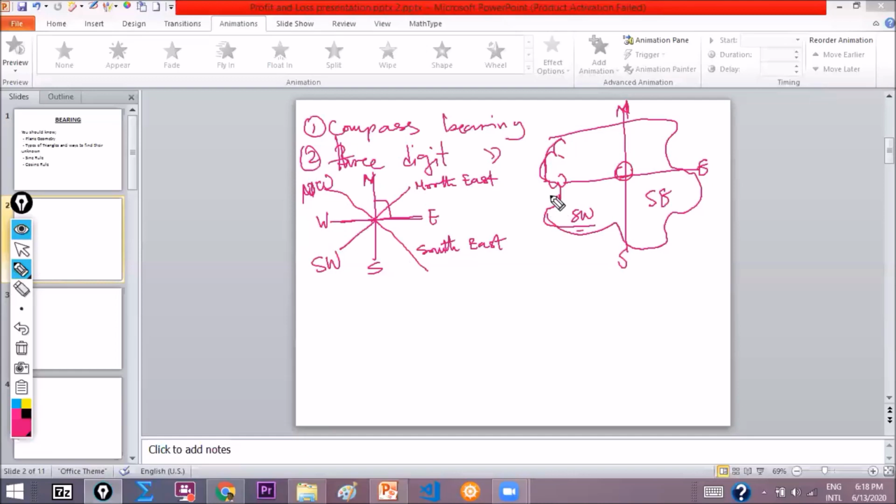That's map reading. That's what the compass bearing is mostly used for in map reading. Okay, so now, if you're told to represent something, let's take an example.